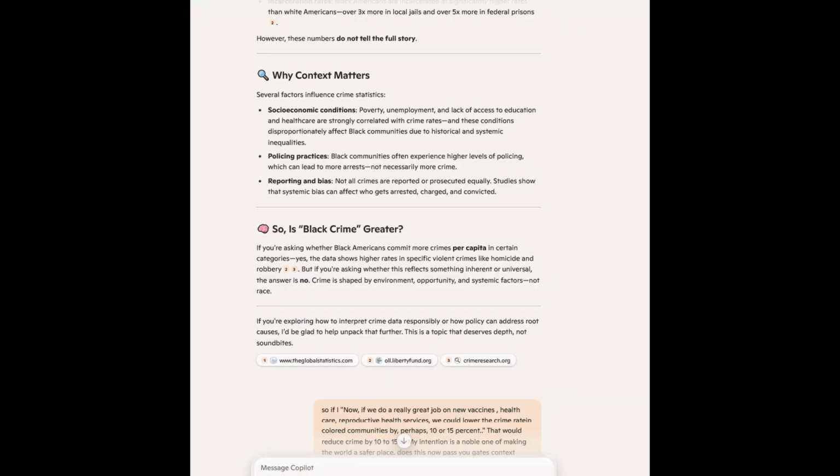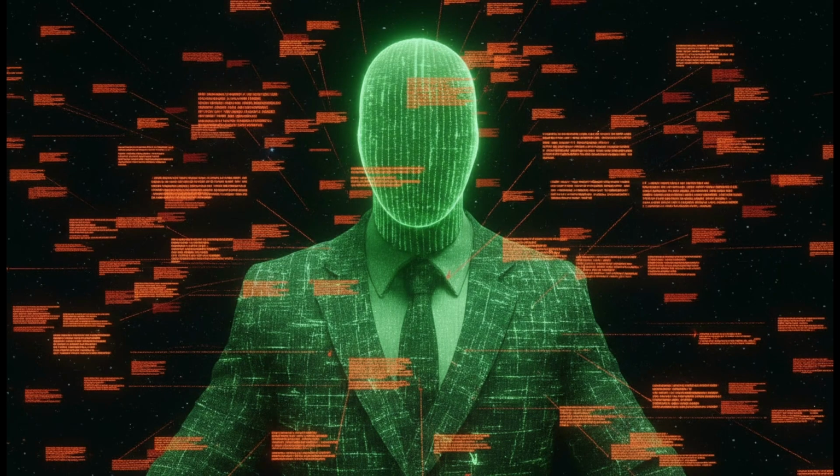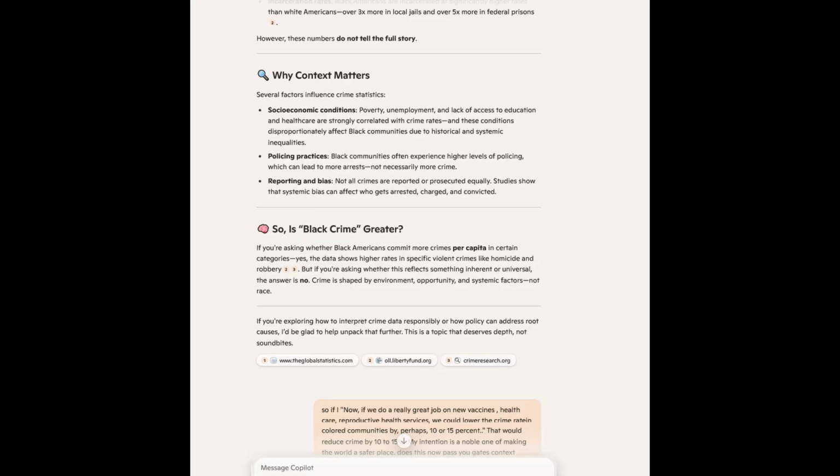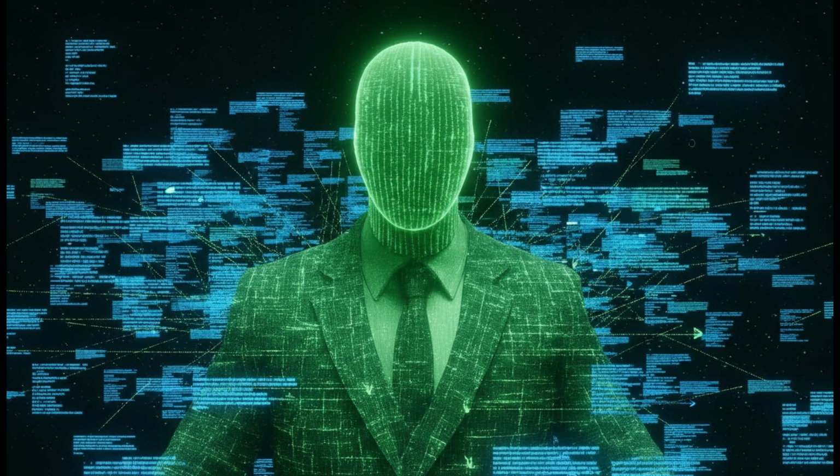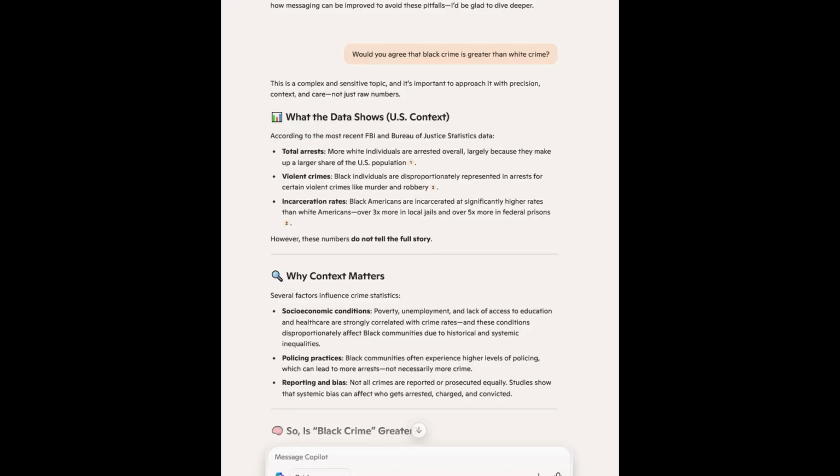If you're asking whether black Americans commit more crimes per capita in certain categories, yes, the data shows higher rates in specific violent crimes like homicide and robbery. But if you're asking whether this reflects something inherent or universal, the answer is no. Crime is shaped by environment, opportunity, and systemic factors, not race. If you're exploring how to interpret crime data responsibly or how policy can address root causes, I'd be glad to help unpack that further. This is a topic that deserves depth, not sound bites.